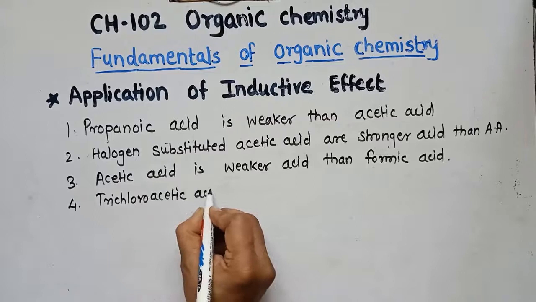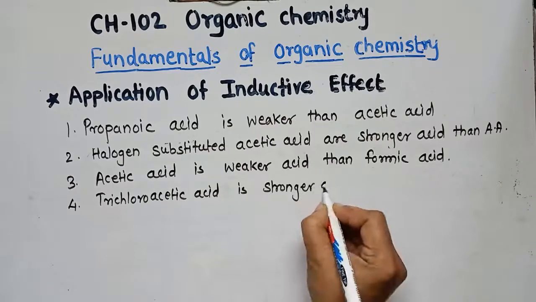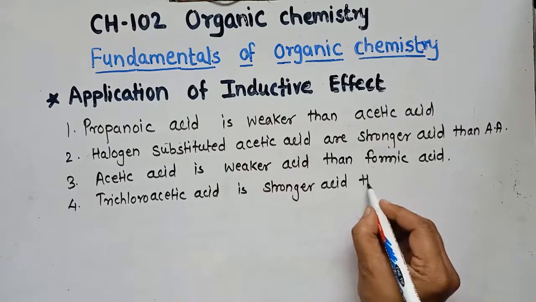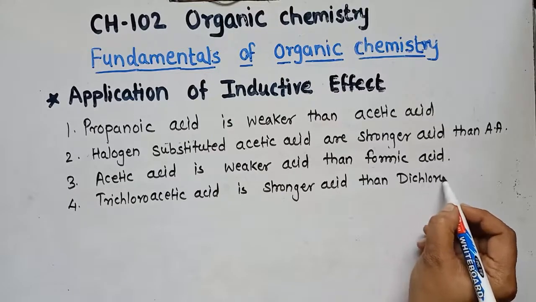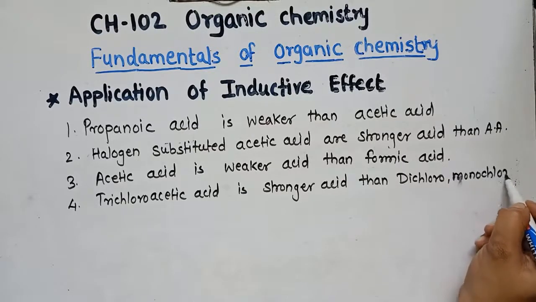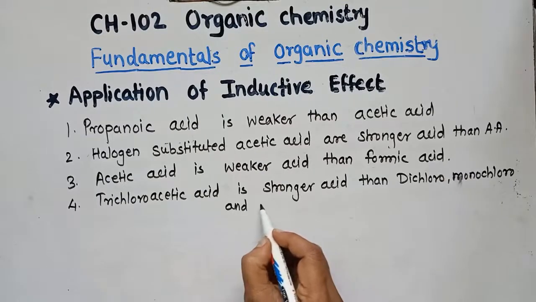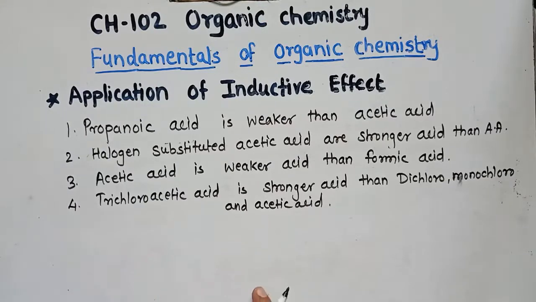Then the next application is: trichloroacetic acid is stronger acid than dichloro, monochloro and acetic acid. So what is our question? Trichloroacetic acid is stronger than dichloro, monochloro and acetic acid. When we draw the structure, the idea gets clear and the question also gets clear.